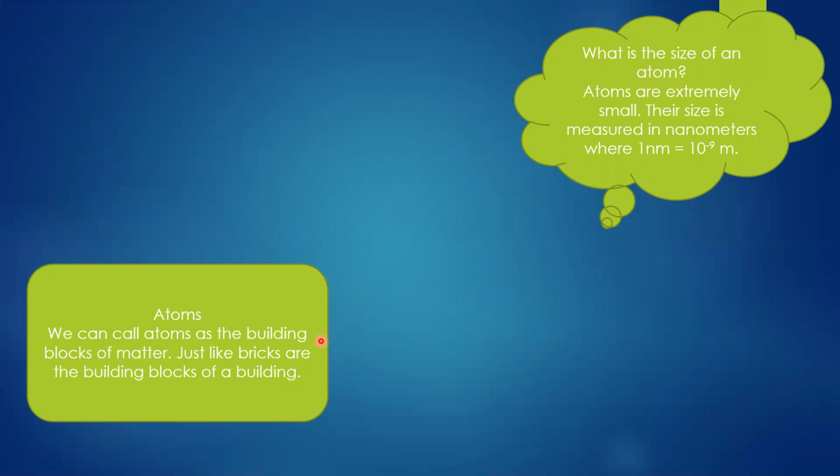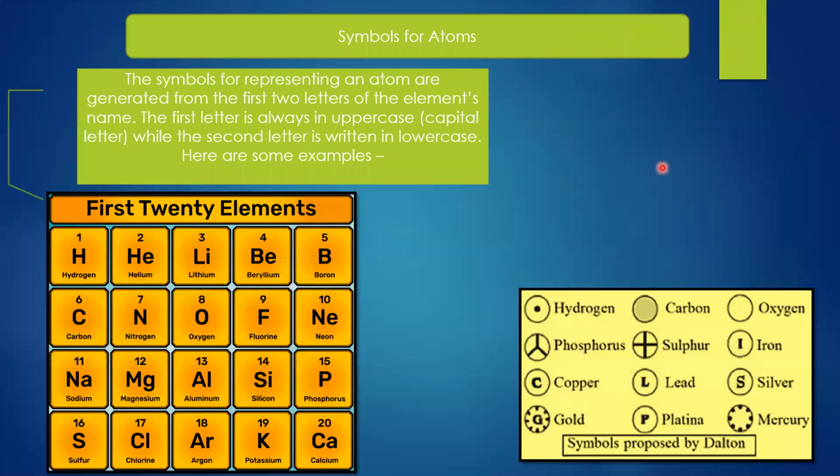So what actually is an atom? We can call an atom the building block of matter, just like bricks are the building blocks of a building. So, what is the size of an atom? Atoms are extremely small. Their size is measured in nanometers, where 1 nanometer is equal to 10 raised to minus 9 meter.